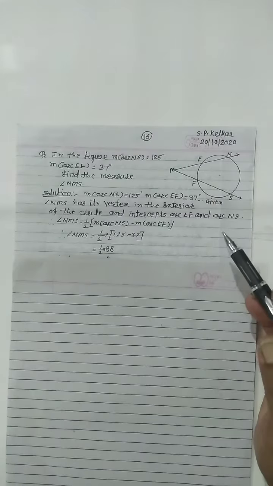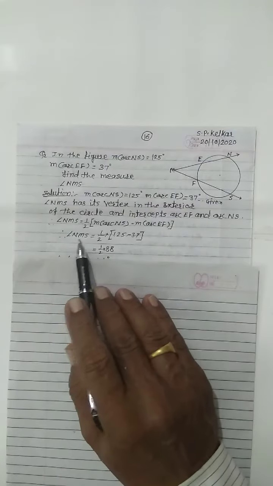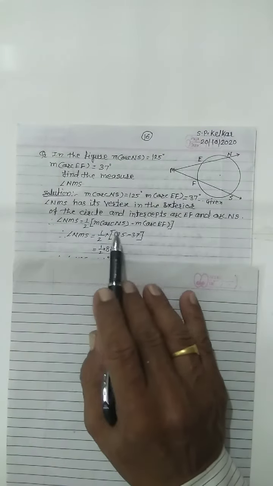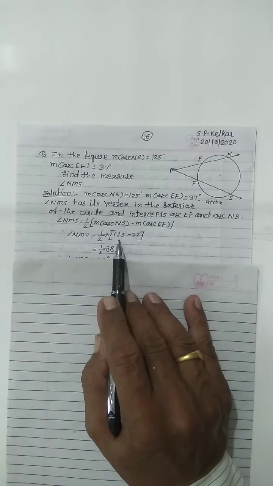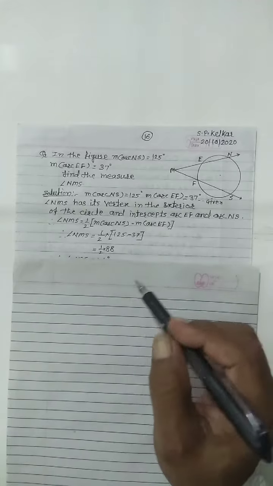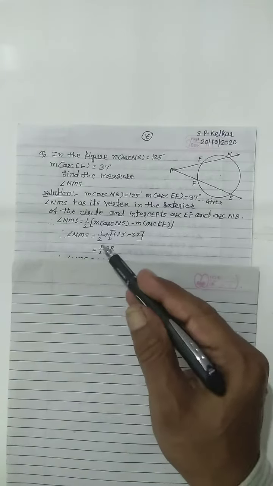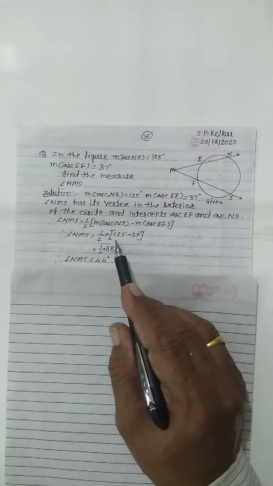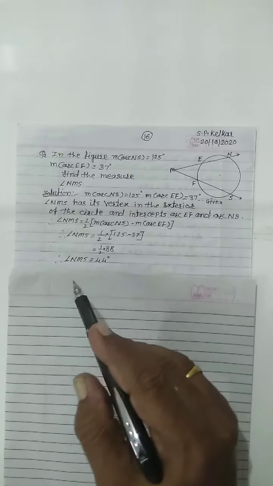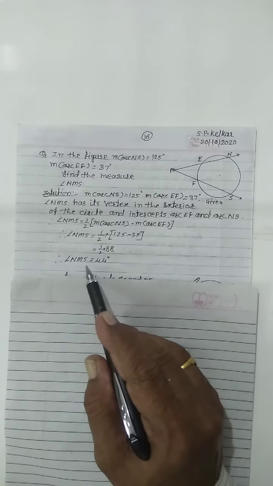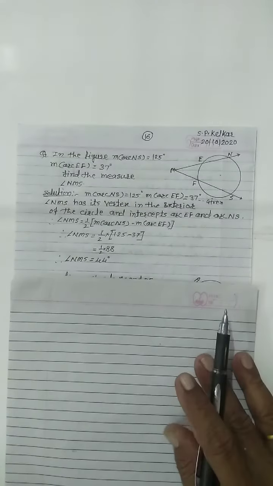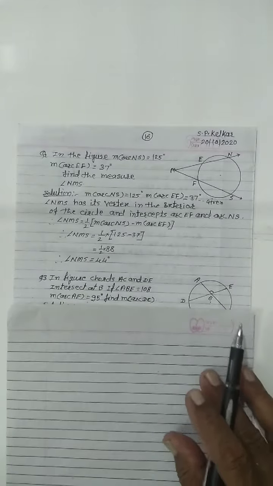Now put the values. Measure of angle NMS equal to 1 by 2 in square brackets, 125 minus 37, bracket complete, equal to 1 by 2 into the subtraction of these two, which is 88. Then we get measure of angle NMS equal to 44 degrees. Now we can see the third example.